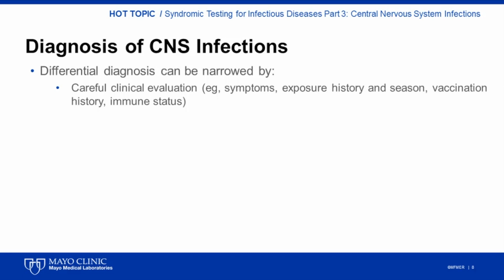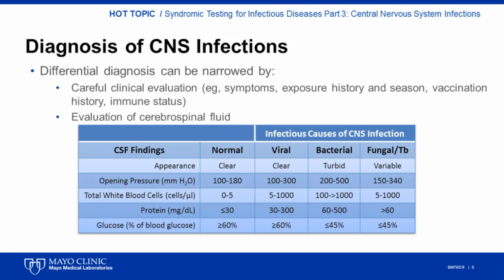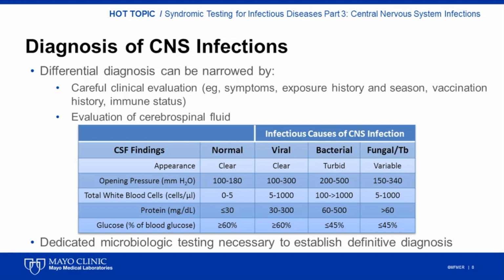Cerebrospinal fluid is typically collected from patients with suspected CNS disease, and this table summarizes the appearance and other general findings in CSF collected from healthy individuals and in those with CNS disease due to either viral, bacterial, or fungal agents. Key things to note include the appearance of the CSF, which is often turbid in patients with bacterial CNS infections, who have also markedly elevated protein levels alongside markedly decreased CSF glucose levels. Despite these general trends, many of these findings can overlap between infectious causes of CNS infection, thus requiring dedicated microbiologic testing be performed to help establish a definitive diagnosis.